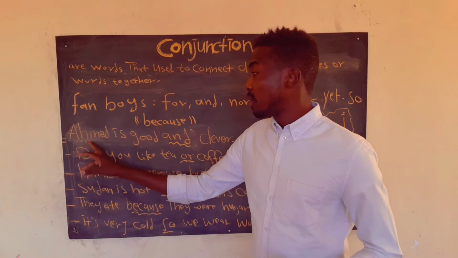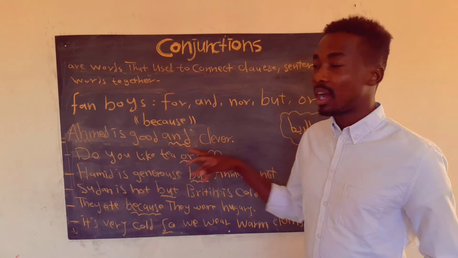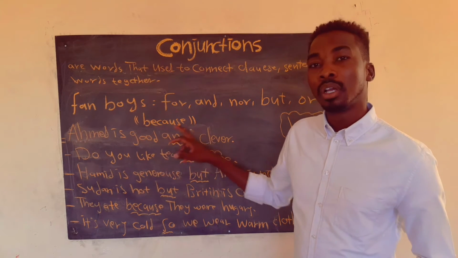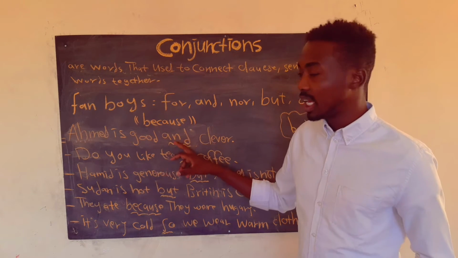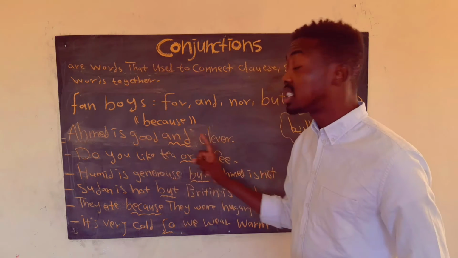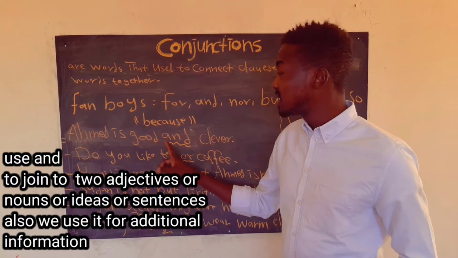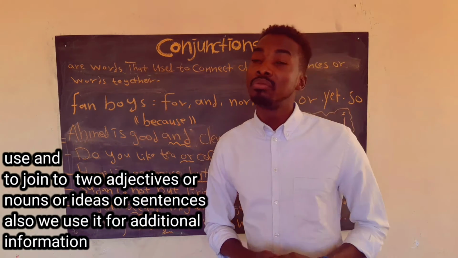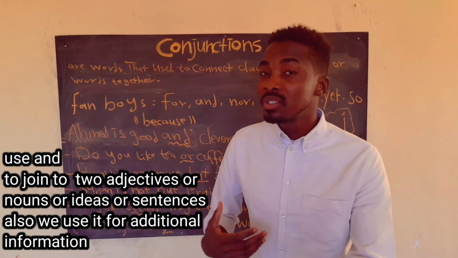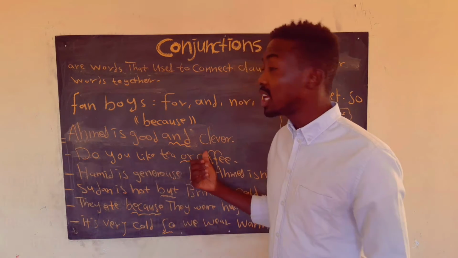Ahmed is good and clever. I used the conjunction and here to link or to join two ideas, or two adjectives, because I have good and I have clever. So I use the conjunction and to join two ideas or two sentences, or also we use it for addition.